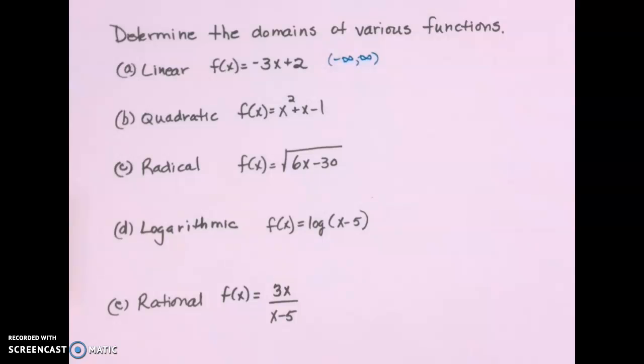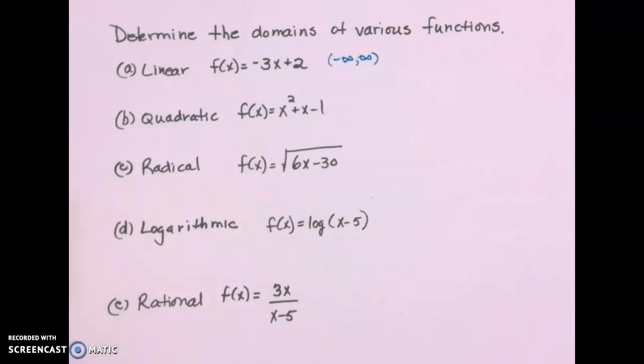So we're going to look at various functions and talk about the domains of those functions. And the first one, I've already put the domain in there for you. For a linear function, that is a line that goes through the coordinate plane, it is a first degree function that is similar to if we had y equals minus 3x plus 2, which would be slope-intercept form. And we know that the domain of that is going to be all real numbers.